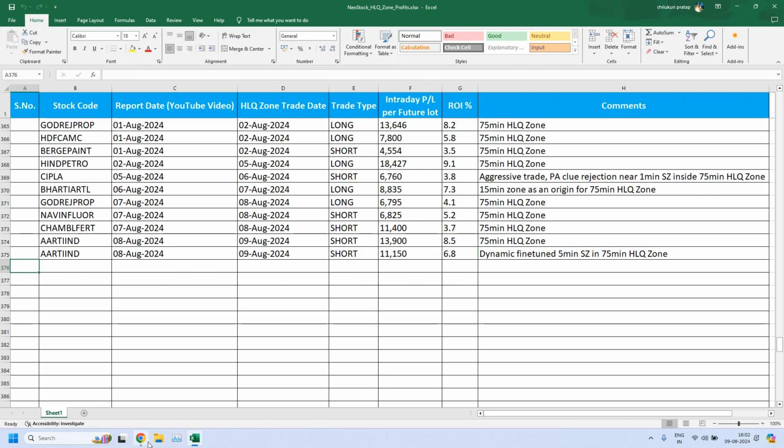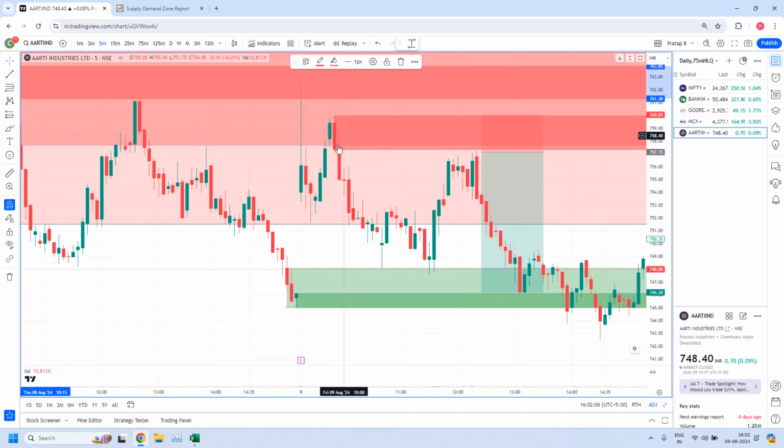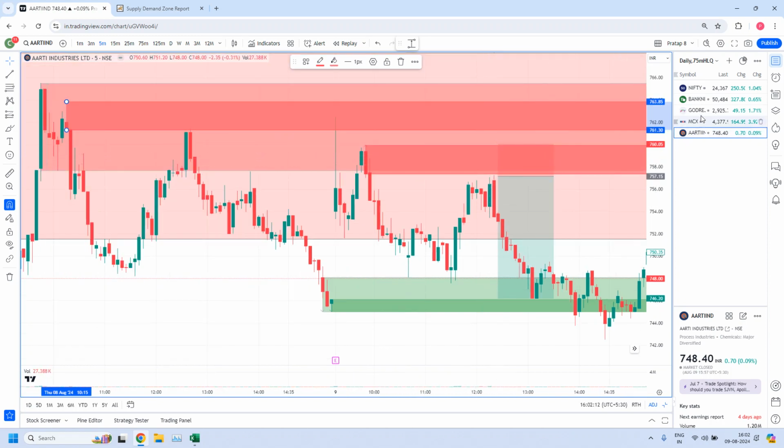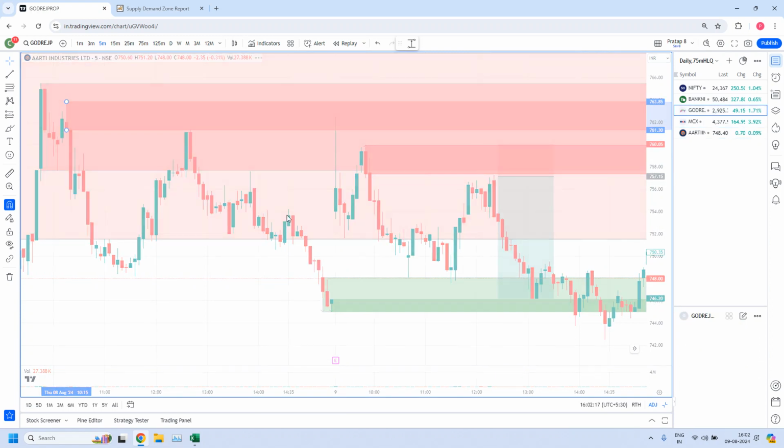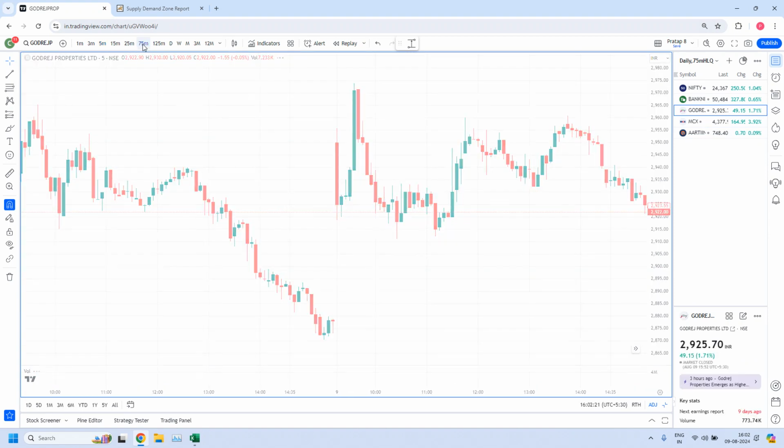Okay, these are the 2 successful trades from the same high liquidity zone, but at different fine-tuned 5-minute zones. Out of these 2 fine-tuned, one is a dynamic fine-tuned zone. And remaining 2 stocks, one is a Godrej Properties. This is also a 75 minutes high liquidity zone.